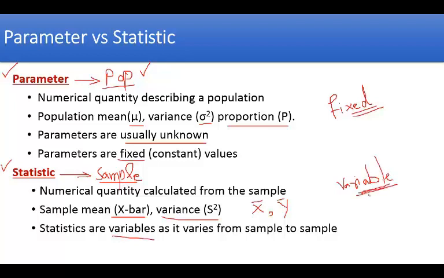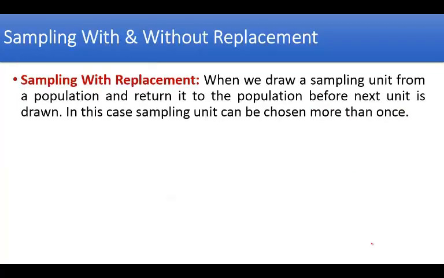So if they are variable, we need to study their distributions also. This is where we make use of the sampling distribution. If it is variable, then you will study its distribution, and that distribution will be known as the sampling distribution.